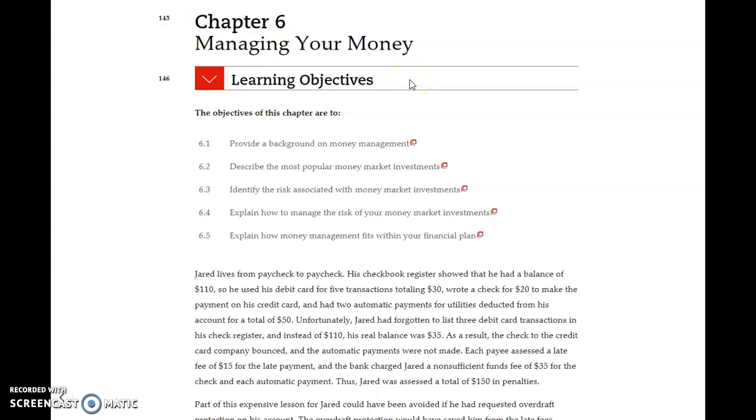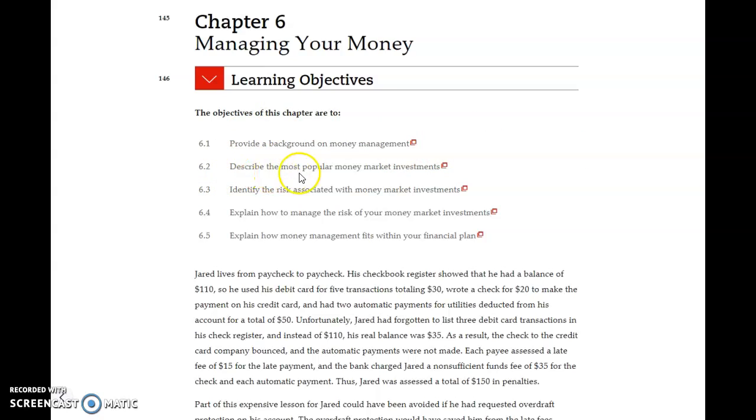All right, Chapter 6, Managing Your Money. I love talking about this stuff. Anyway, Chapter 6 is not as long as some of the other chapters. One target, Section 6.1, we're going to talk about providing a background on money management.